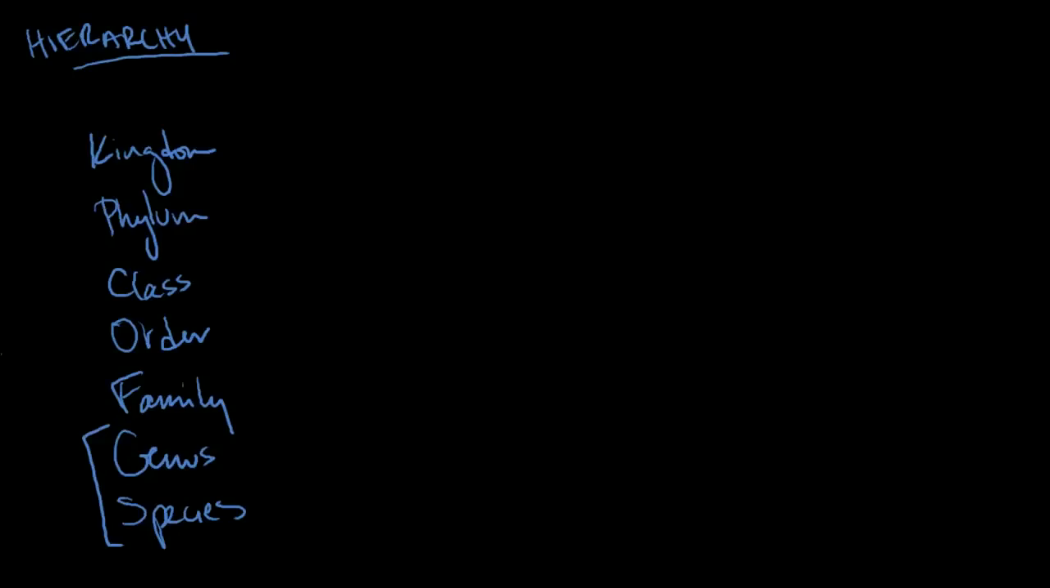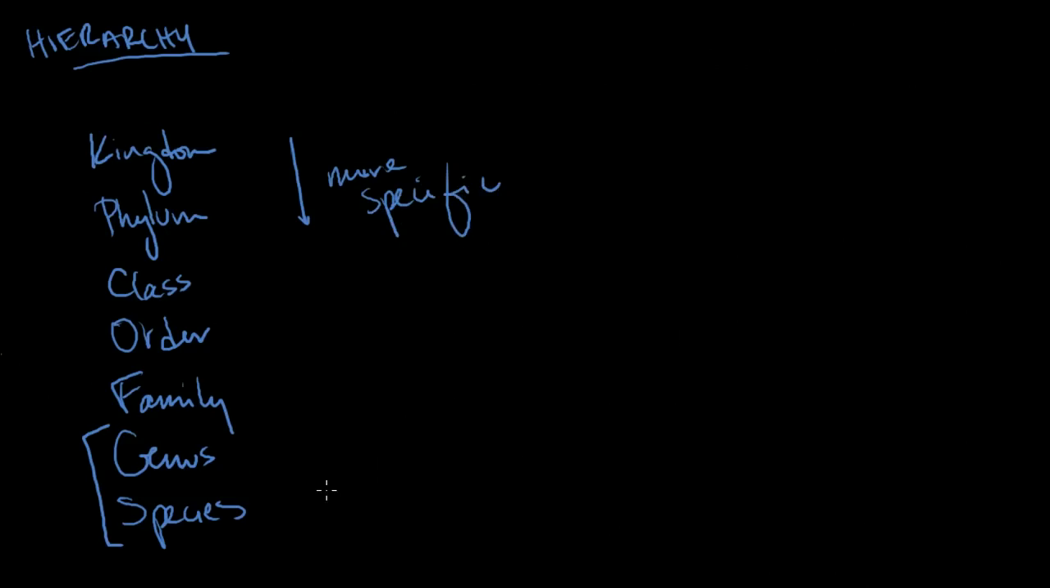So the idea here, and I think this is a pretty good illustration on page 155 of your textbook, is this branching tree. I guess it's upside down. You start with one kingdom at the top, and it breaks down into the different phyla. Then we've got classes, order, family, genus, and species. And as you move down, it becomes more specific.